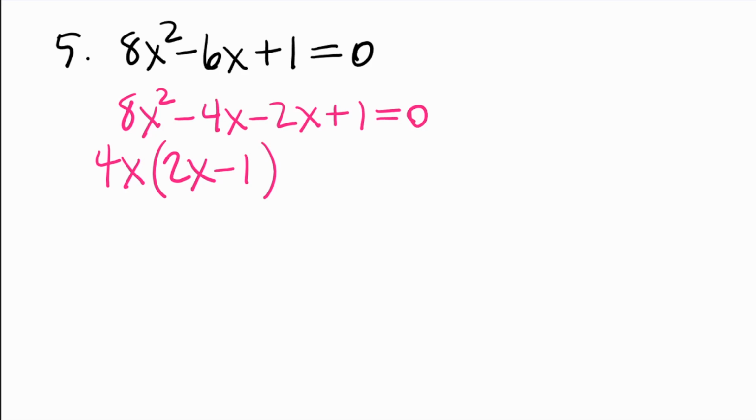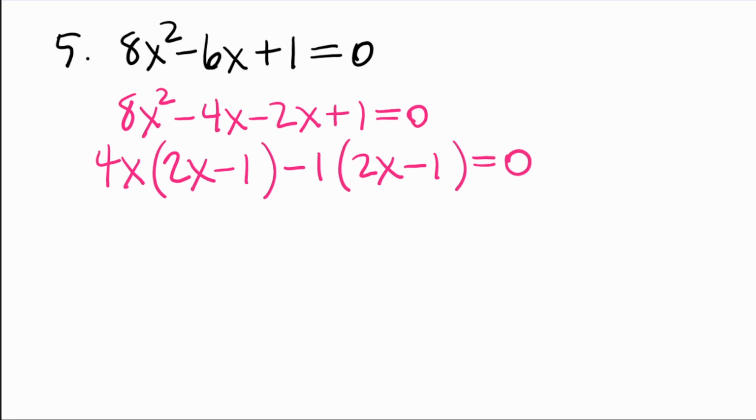Then in the second two, I don't really see anything common to both of them, but I know I need to get 2x minus 1 out of that to eventually factor 2x minus 1 out of the next expression. So I think I just need to factor out the negative, and then that'll work. So I'll factor out a negative 1. What do I multiply negative 1 by to get negative 2x? Well, that would be positive 2x. And then negative 1 times negative 1 is positive 1.